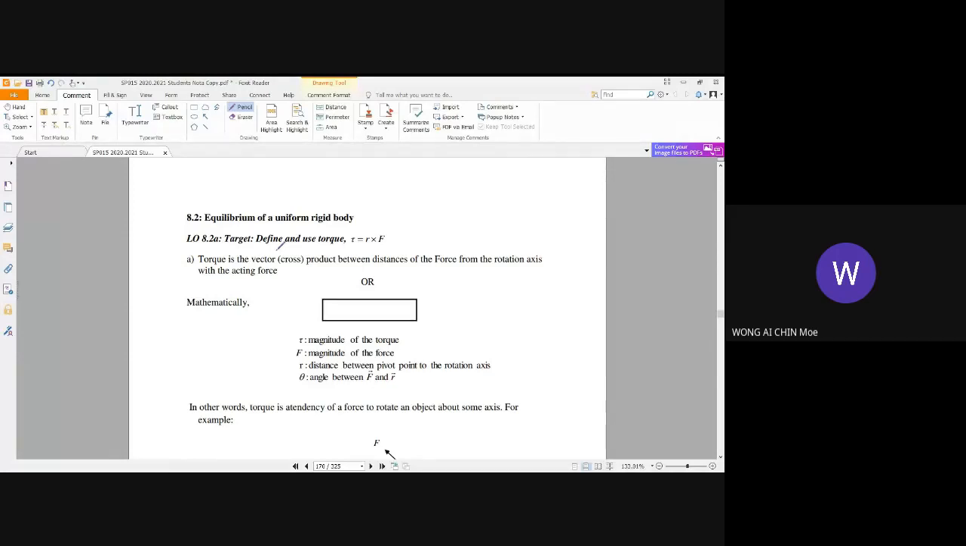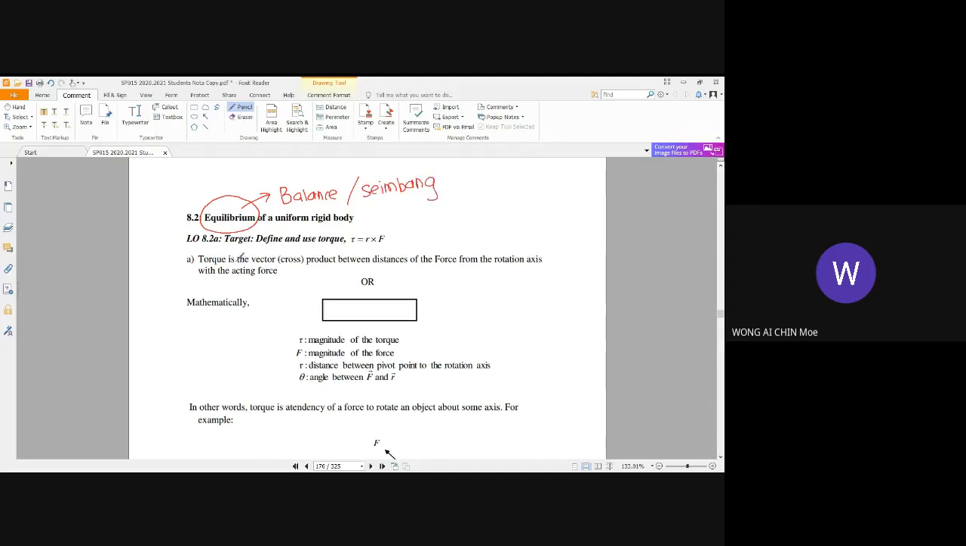Okay, so today we are going to learn equilibrium of a rigid body. So, what is the meaning of equilibrium? Equilibrium meaning there is balance. Okay, or in other words, seimbang.